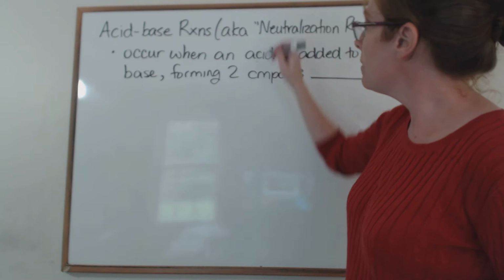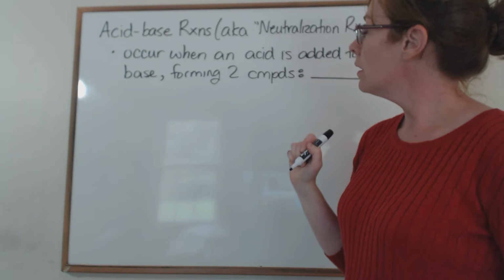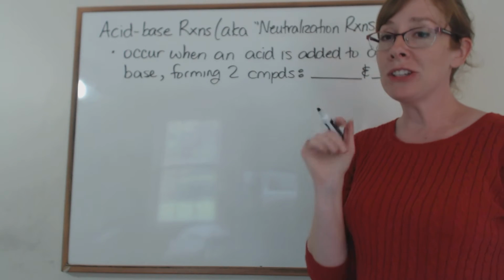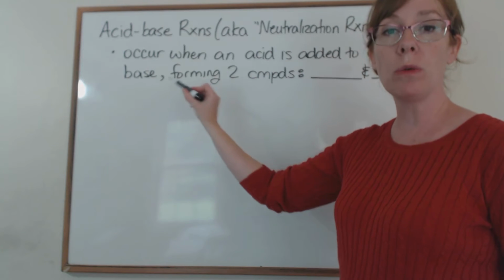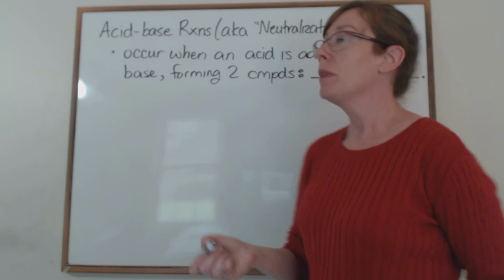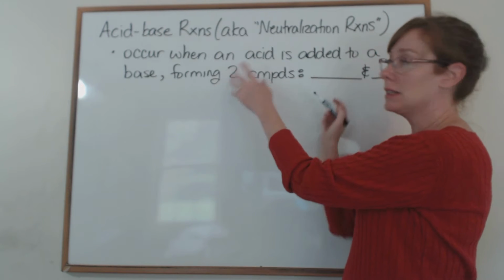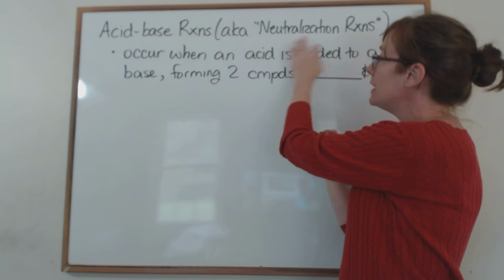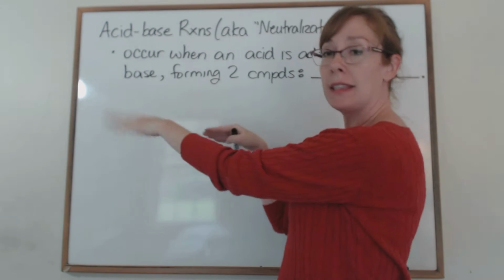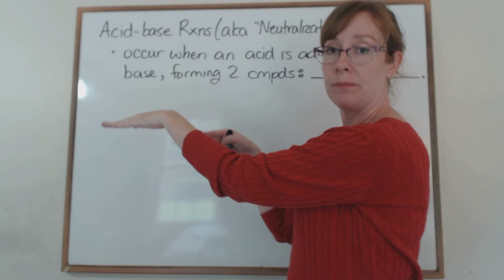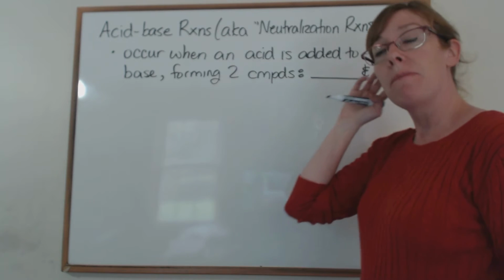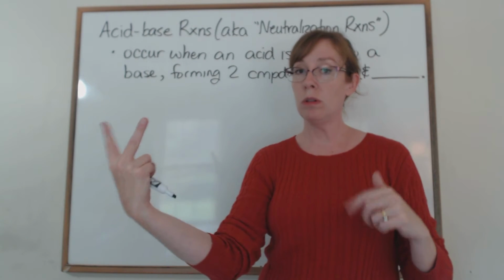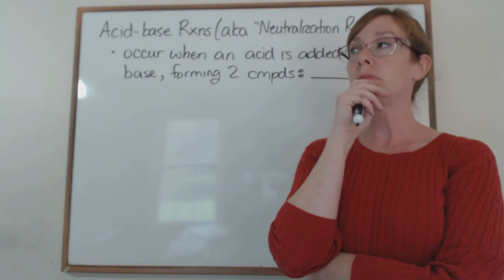Before we can get into it with an example, we actually have to spend a few minutes talking about what in the world is an acid and what in the world is a base. They are the two reactants, because notice the wording. It's when an acid is added to a base. So the acid and the base are the two reactants. And the other two things that we're about to talk about are the two products. By the way, acid-base reactions will always be two reactants, two products.